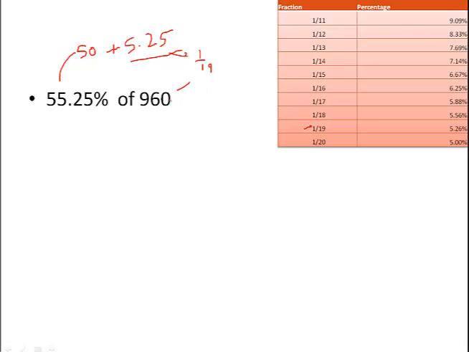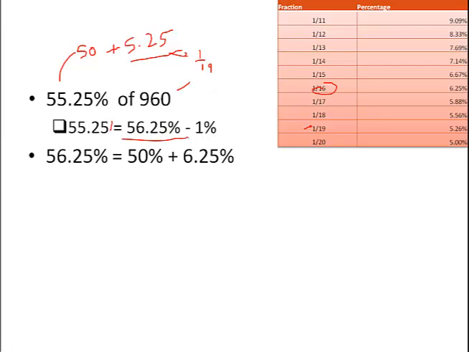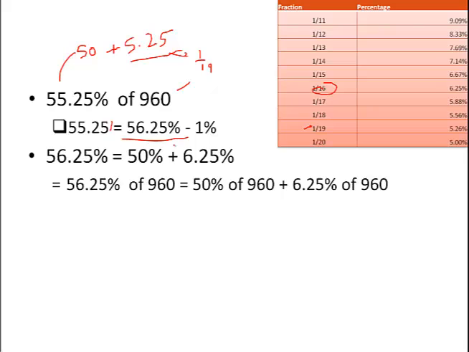The way I have solved it, although I noted 5.25, 6.25 has an exact fraction: that is 1/16. So what I will do is write 55.25% as 56.25% minus 1, and this is very easy to calculate. This is very easy to calculate because 50% you know, that is 960 half.